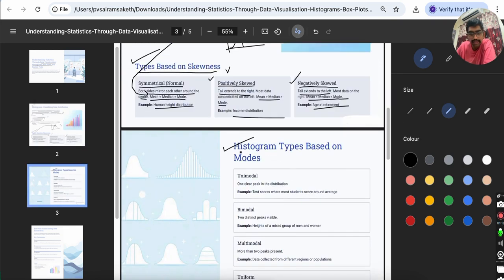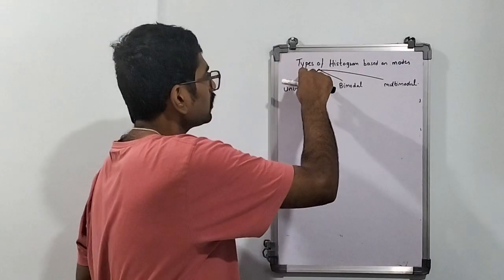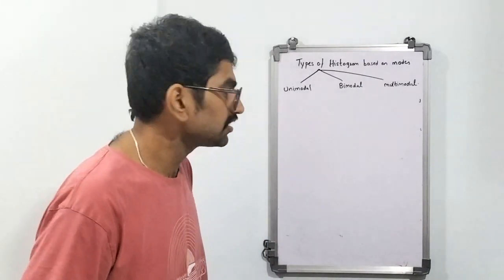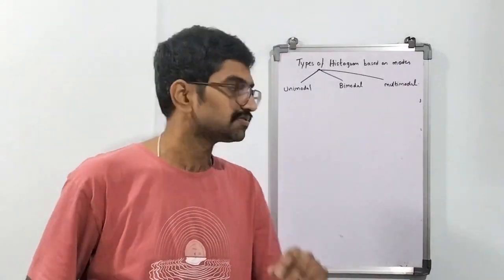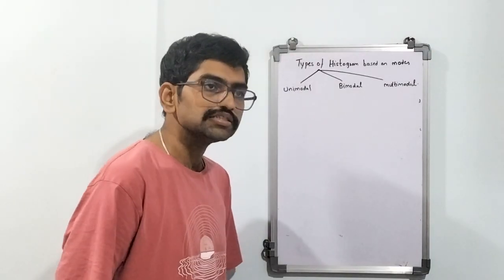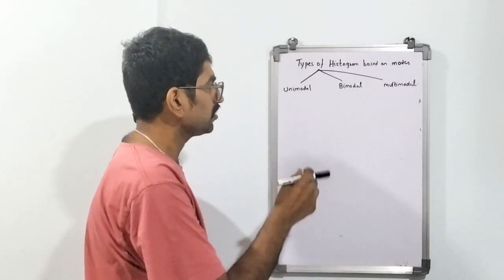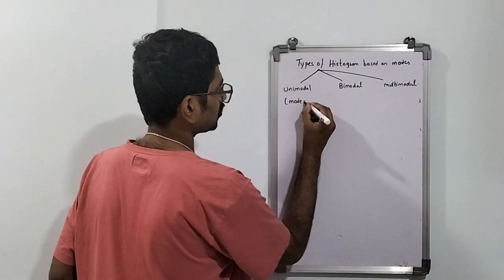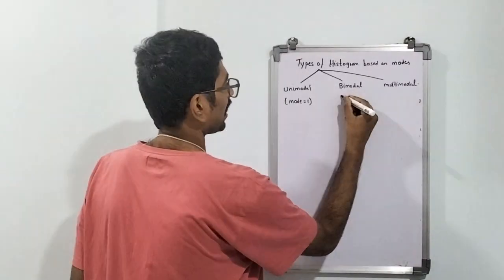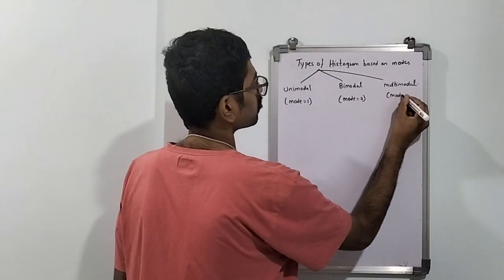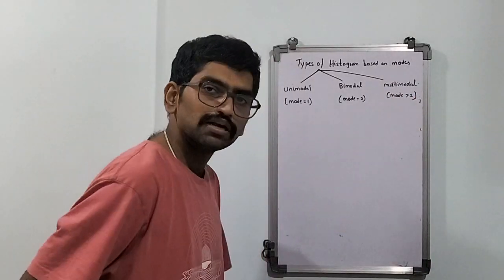Now we will study the types of histogram based upon the modes. It is divided into three types: unimodal, bimodal, multimodal. When we discussed modes, we studied unimodal, bimodal, multimodal. In unimodal, as the name suggests, if the mode is equal to 1, it is called unimodal. In bimodal, if the mode is equal to 2, you call it bimodal. In multimodal, if the mode is greater than 2, you call it multimodal.